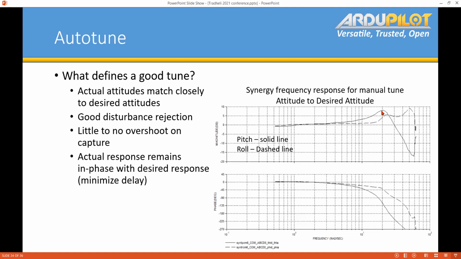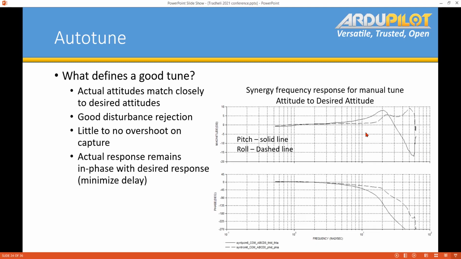The gain is so high here, because this is basically comparing the output attitude to the desired attitude over different frequencies. And so you can see that you're going to have some overshoot at these higher frequencies, and then you can see the phase dropping off. So it may not stay in line with your requests as well. But that's what I have, good for.